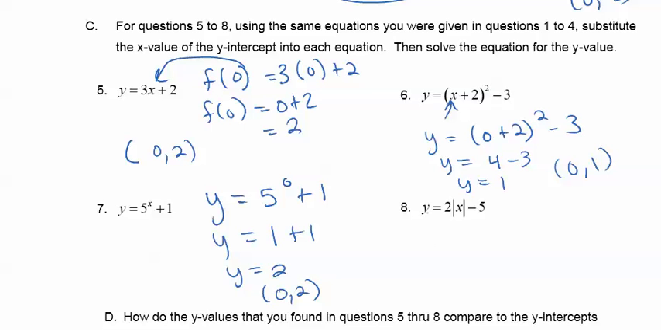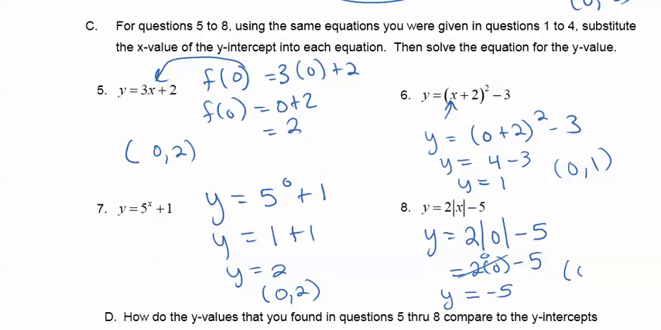All right, so then let's try number 8. So y is equal to 2 times the absolute value of 0, minus 5. Well, even if I take the absolute value of 0, it's going to be 0, right? And then if I multiply anything by 0, it's going to be 0. So I'm going to be left with negative 5. So y is equal to negative 5. Therefore, I can write this point as (0, negative 5), the y-intercept. Well, what do I notice about all of these?